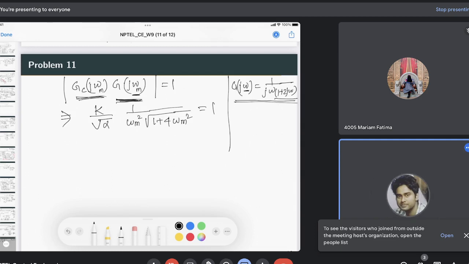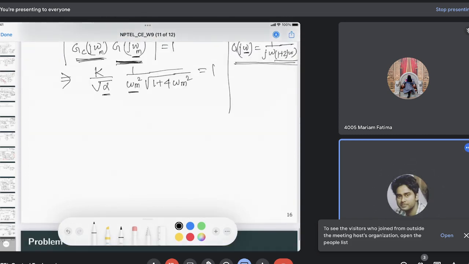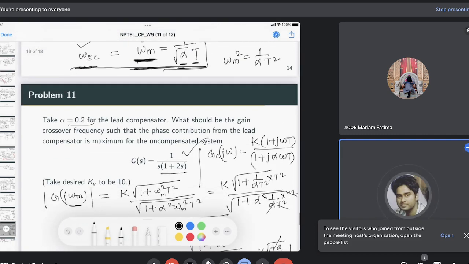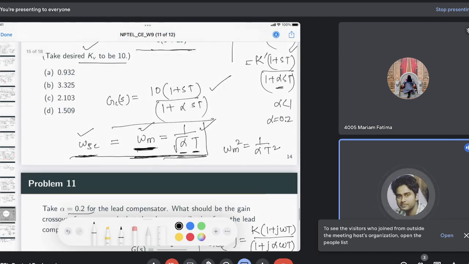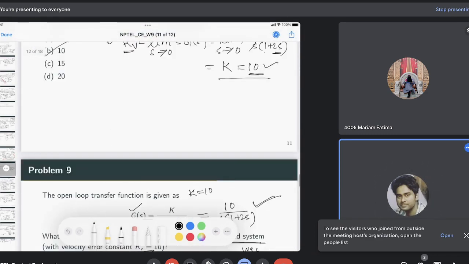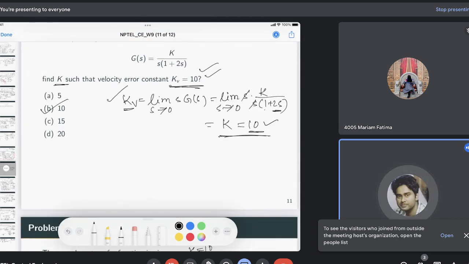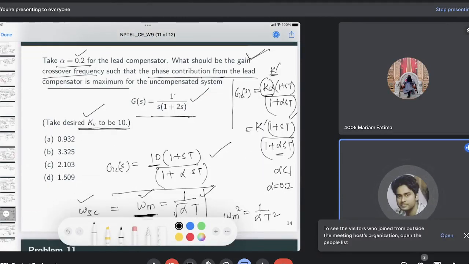Okay, so we then solve, and you can see that we know alpha, we don't know omega. We want to solve for this, right? So we put the alpha value. Alpha is given as 0.2. And the K value, we already computed it to be 10, right? In the beginning of the question, we computed that K should be 10 to have the desired Kv value. In this question we are given that the desired Kv is 10, so K equals 10.